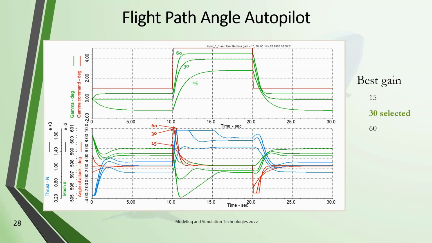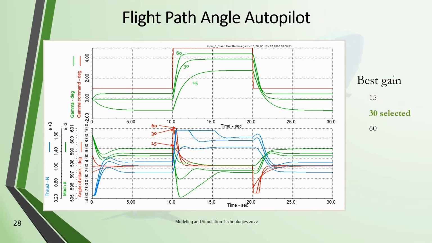So let's look at that response and see what gain we would select. In order to get some more information, we also have to look at the bottom frame. Here I'm plotting angle of attack, which is very important here, the Mach number, and the thrust that is needed to maintain the Mach number. In this case, we are cruising at Mach 0.6.